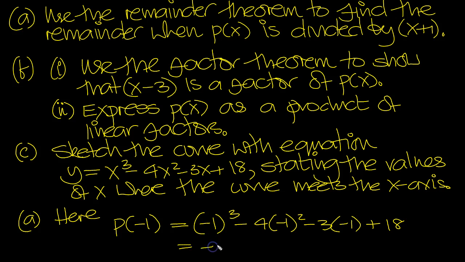Minus 1 cubed, minus times a minus is a minus. This is a plus, times a minus is a minus. 4 ones are 4. Minus times minus is a plus. 3 ones are 3. Plus the 18. So we've got minus 5 plus 3 is minus 2. 18 take 2 is 16. So that's that. Use the factor theorem to show that x minus 3 is a factor then.